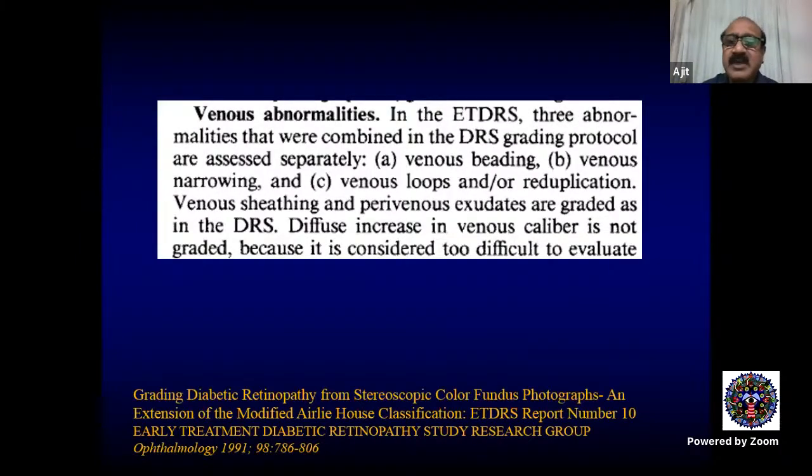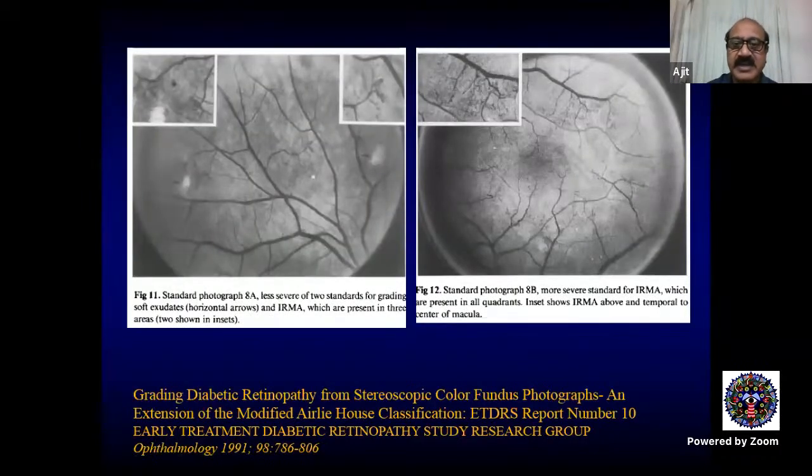Now, venous abnormalities: not only venous beading, but venous narrowing and venous loops. Loops we have seen in many cases. We thought it was not included in the classification, but it has been included and noted all through. And reduplication of the veins, again, is there.